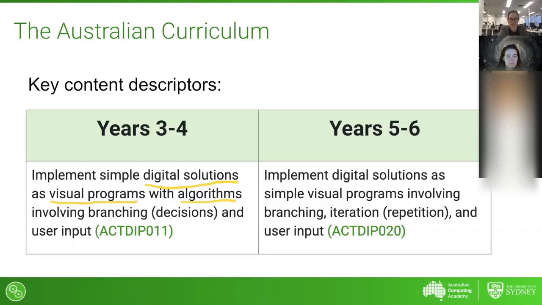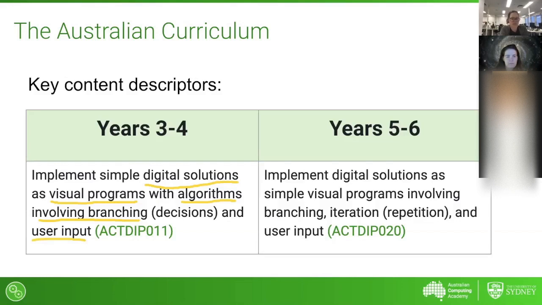So anytime your students use the word if: if I click on something, do this. If my score is greater than 10 points, then do that. That's where branching comes in. And user input: if I'm pressing something on my keyboard, or if I click on something, that is where your user input comes in. This is the gold standard of what primary school coding looks like.